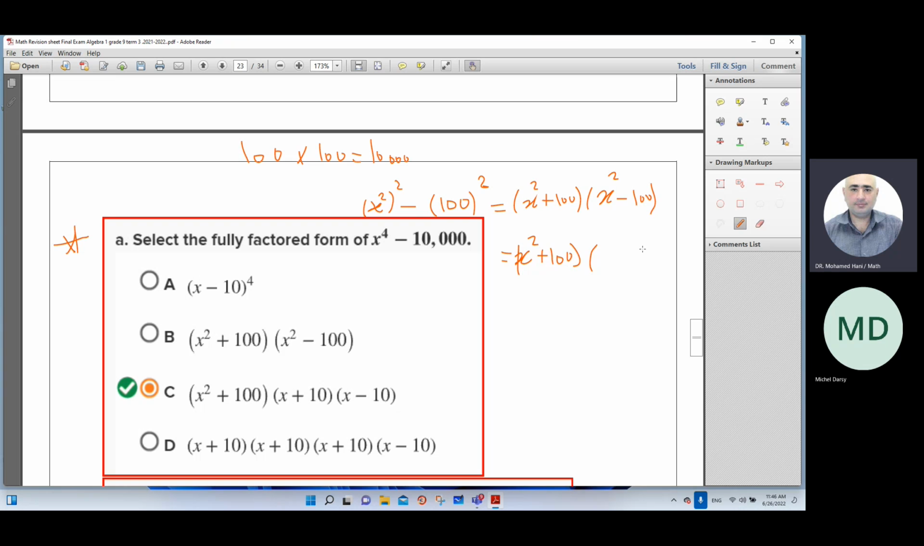And here open two brackets, the sum and the difference. The square root of x squared will be x, so write here x and here x. The square root of 100 will be 10. So this is the factored form.